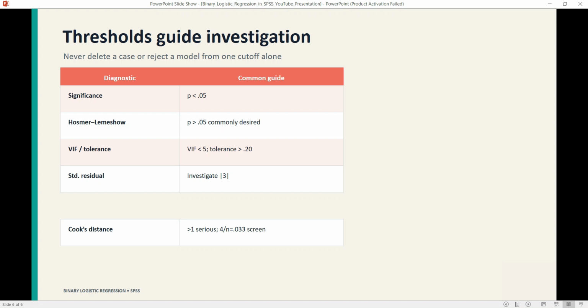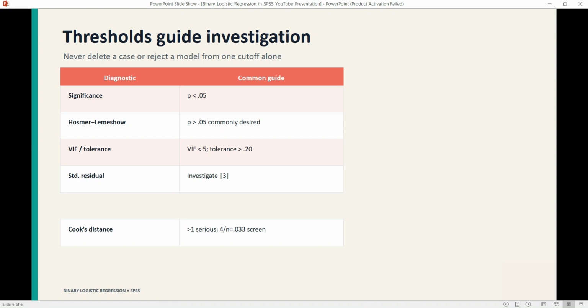It means if the value of P is higher than 0.05, there is no calibration problem in our data. And the variance inflation factor should be less than 5 and tolerance level should be greater than 0.2. And standardized residual should be between plus and minus 3. Cook's distance less than 1. So these are the thresholds in binary logistic regression analysis.